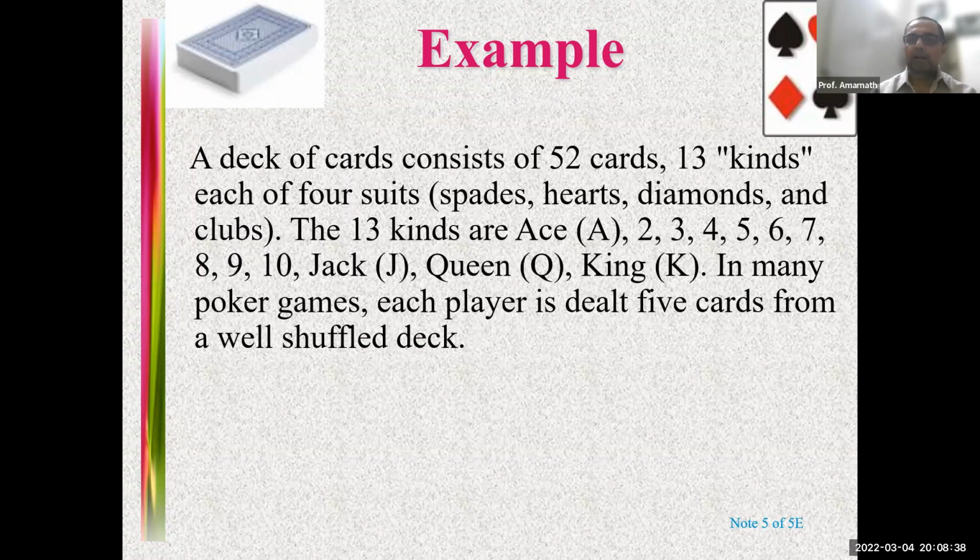So a deck of cards contains 52 cards, as you always know. 13 kinds in each of 4 suits. The 4 suits are spades, hearts, diamonds, and clubs. The 13 kinds are: one ace, 2, 3, 4, 5, 6, 7, 8, 9, 10. You have a jack, a queen, and a king. That's the combination of 13.